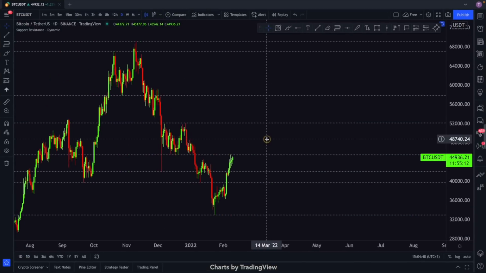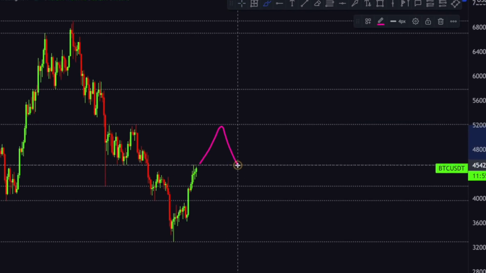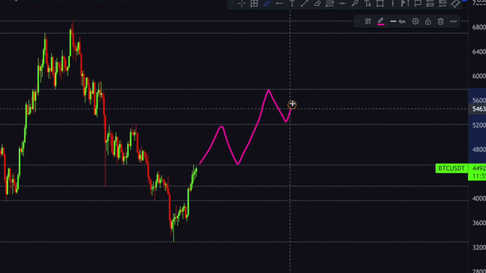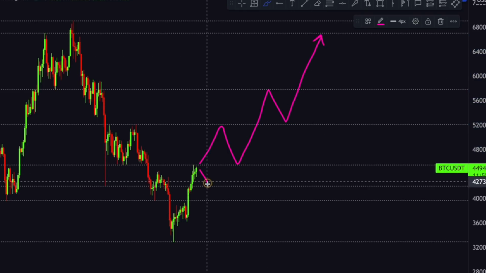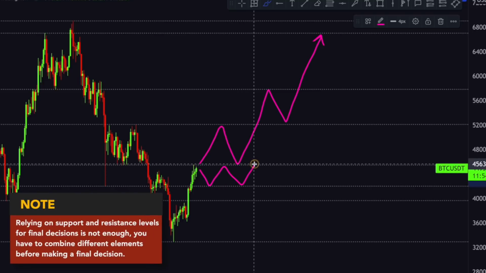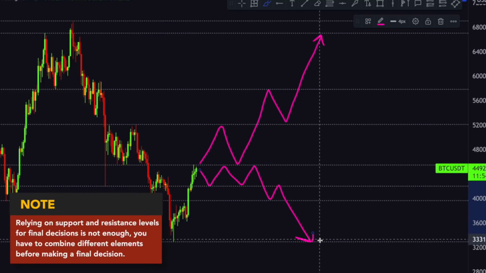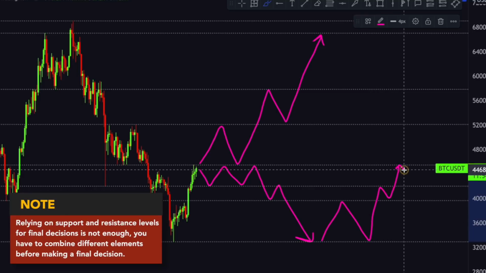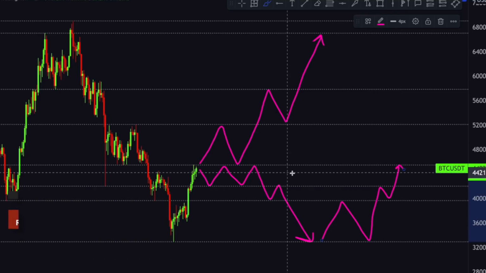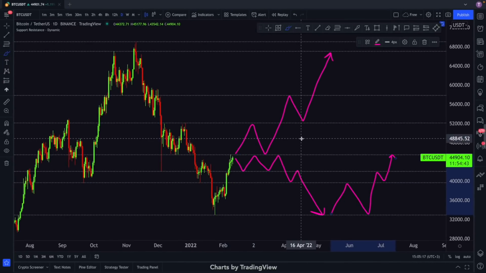So, how to use this indicator? Well, I use support and resistance levels, generally taking profit from my positions or deciding to enter a new position. However, relying on support and resistance levels for final decisions is not enough. You have to combine different elements before making a final decision. You cannot just use support and resistance levels to make money.